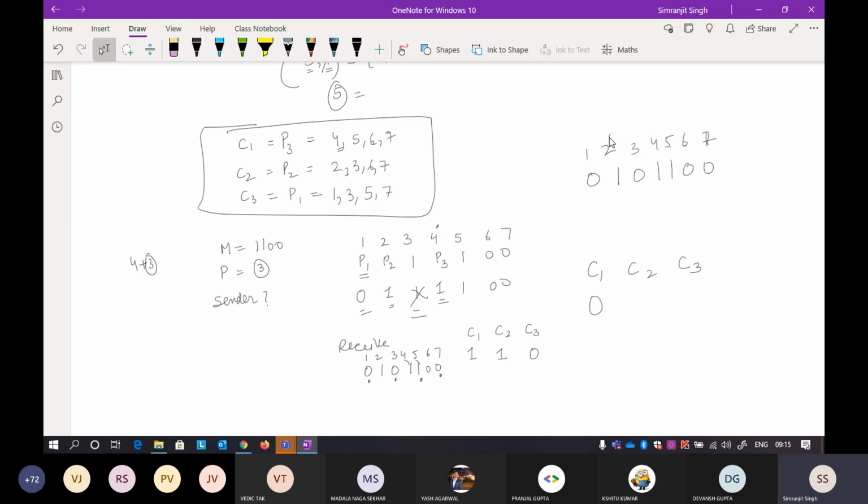Then 2, 3, 6, 7: 2 is 1, 3 is 0, 6 is 0, 7 is 0. So it is odd parity, so you add 1 here. Then for check bit 3, it is 1, 3, 5, 7. 1 is 0, 3 is 0, 5 is 1, and 7 is 0. So you can take this as 1. Now it is saying that there is an error at the third position. So check it. This is the error actually.